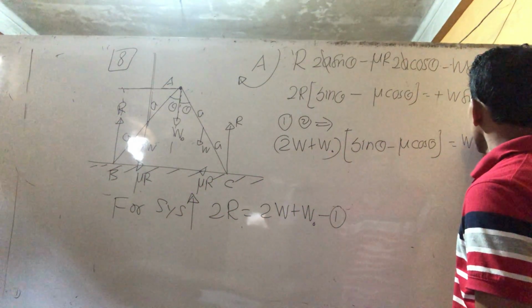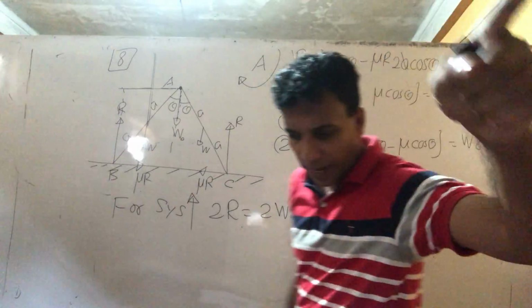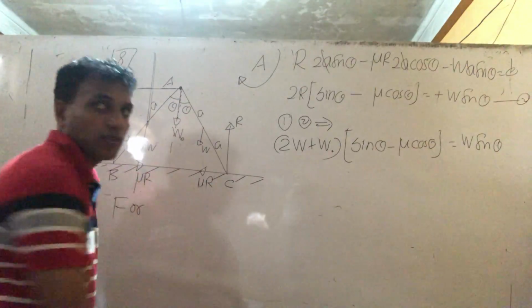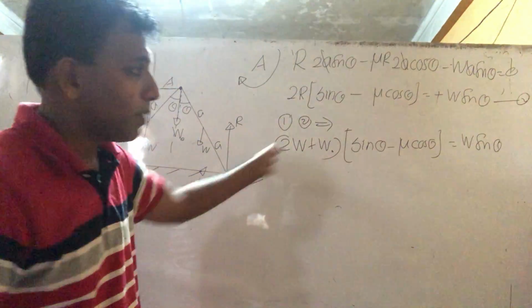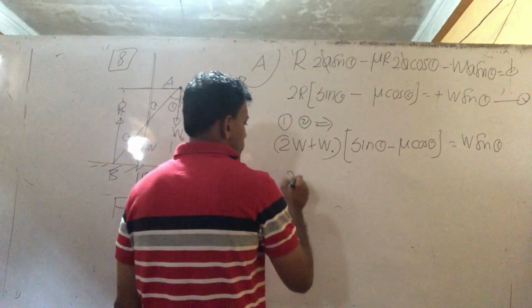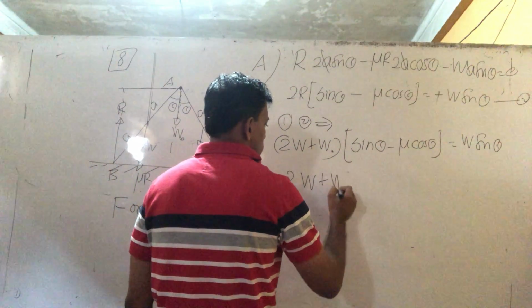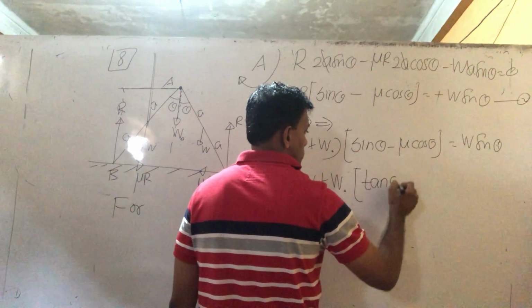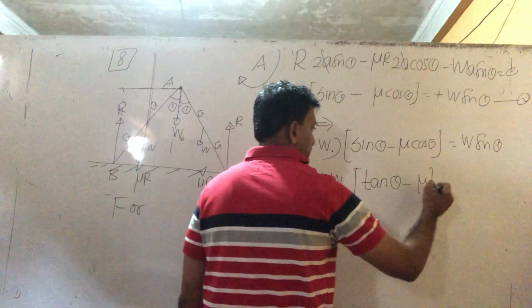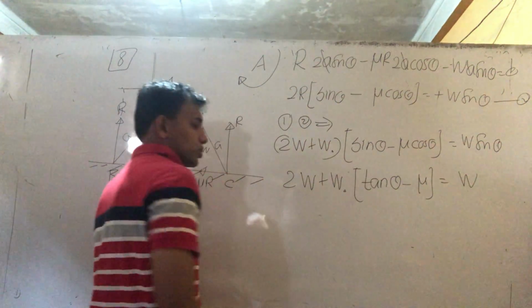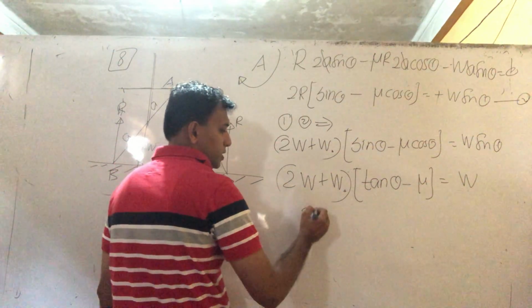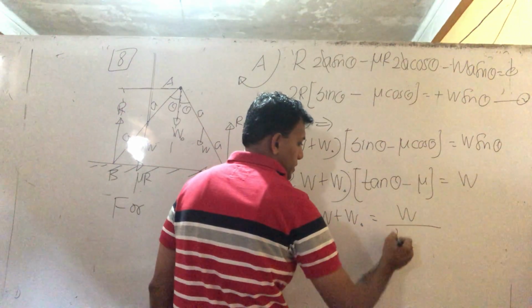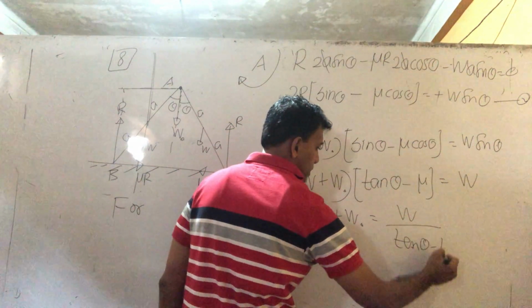equals W sine theta. See, in the answer some tan theta is available, therefore you make the tan theta part. How does the tan theta come? If you divide sine by cos, so divide by cos everywhere. Sine divided by cos is tan theta, minus mu, equals W, right? The question is to find the W naught. So keep the subject: 2W plus W naught equals W over tan theta minus mu.